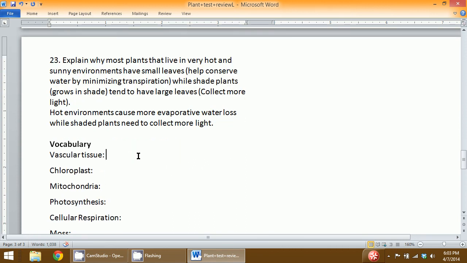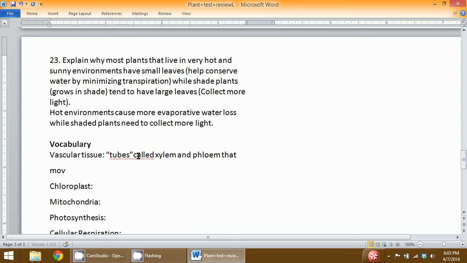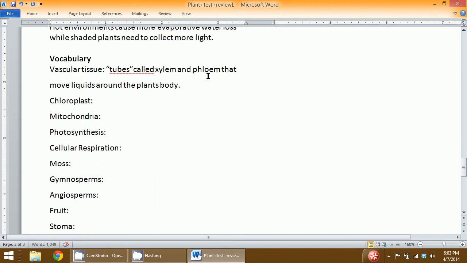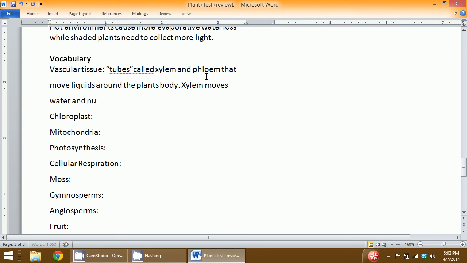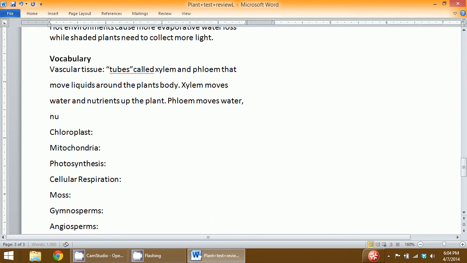Vascular tissue. These are the tubes called xylem and phloem that move liquids around the plant's body, just like our circulatory system. Xylem moves water and nutrients up the plant. Phloem moves water, nutrients, and food down the plant.